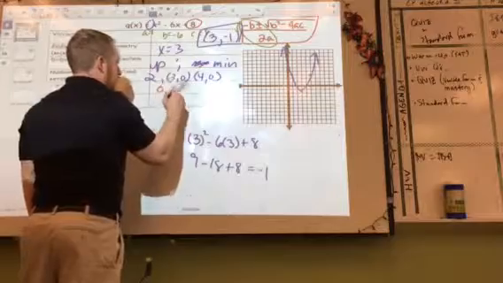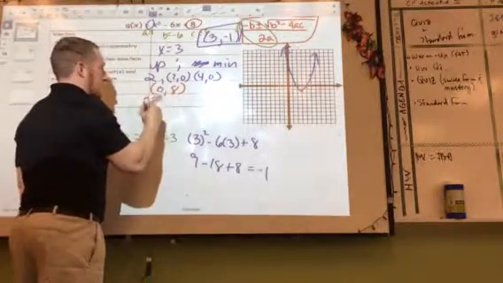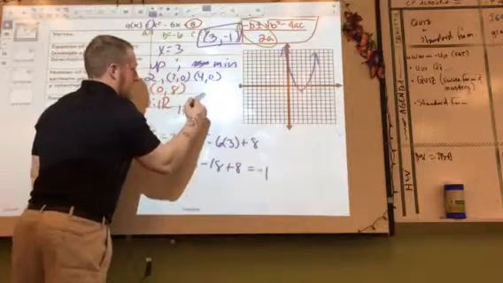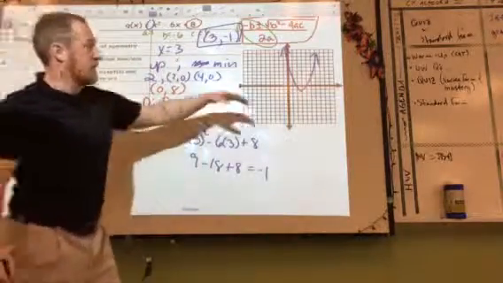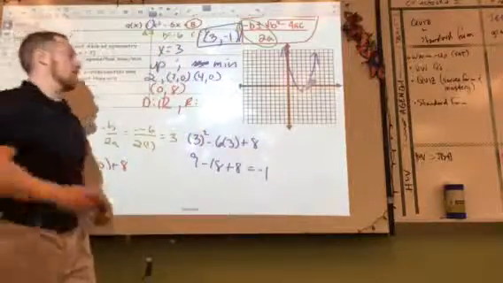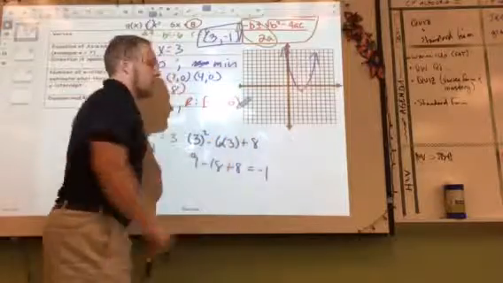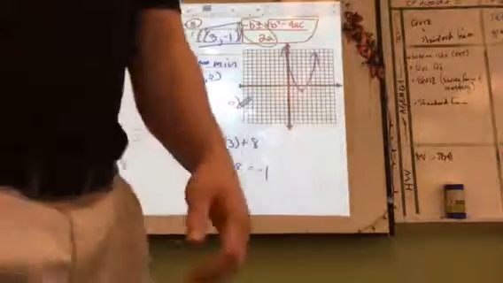So (0, 8). Domain and range, we look at the picture to figure that out. Domain is all reals. The range is from -1, I didn't plot it very well, from -1 up to infinity. So from lesser to greater, there we go.